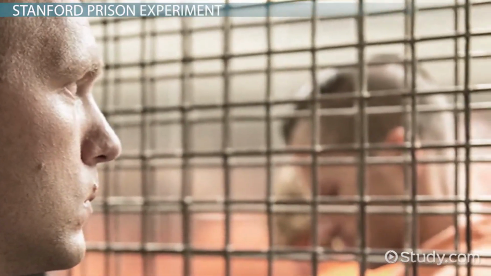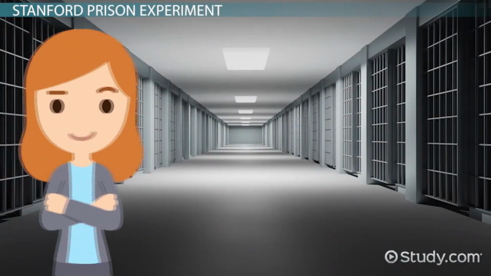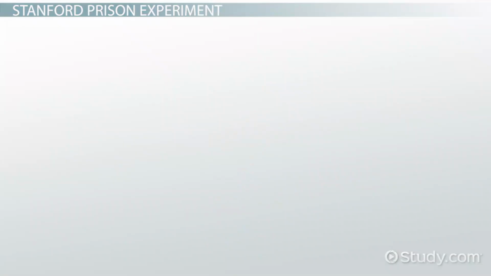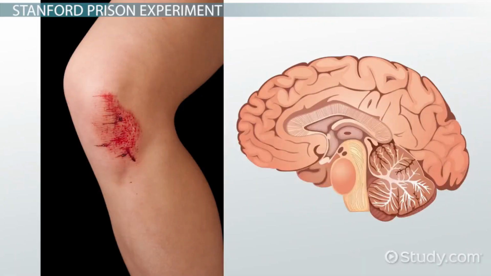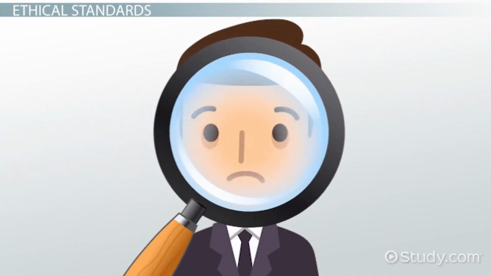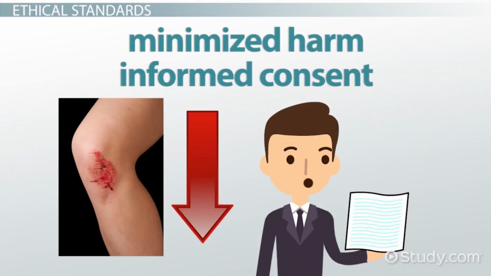The guards quickly began abusing the prisoners for the sake of order. Zimbardo let this go on until his girlfriend visited the prison and was shocked at what she found. Zimbardo's experiment allowed its participants to hurt each other, both physically and psychologically, and would not be approved by today's review boards. Ethical standards in psychological research are motivated by 2 main principles: minimized harm and informed consent.